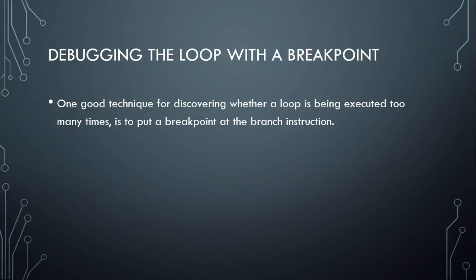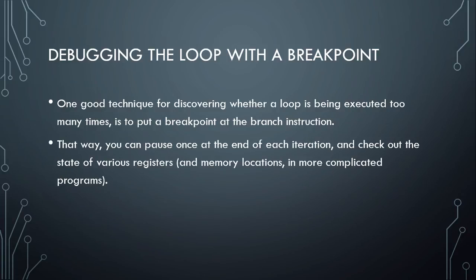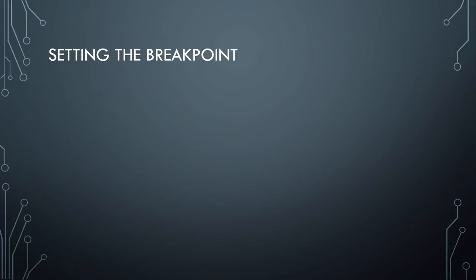This is one good technique for discovering whether a loop is being executed too many times, so it's a +1 iteration loop. The way to do that is to put a breakpoint at the branch instruction. That way you can pause once at the end of each iteration and check the state of various registers and memory locations for more complicated programs.